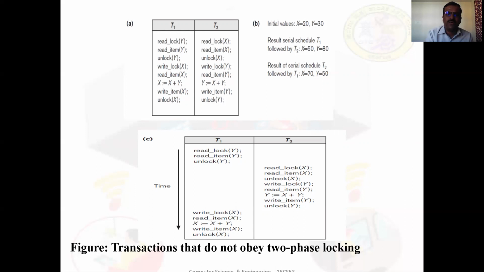Write_lock of Y, read item Y. Y remains the same, 30. Y is 30. X is equal to 50. Y is equal to 30.